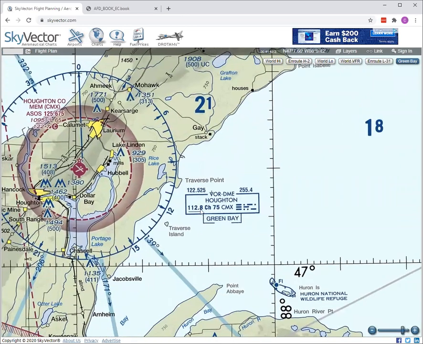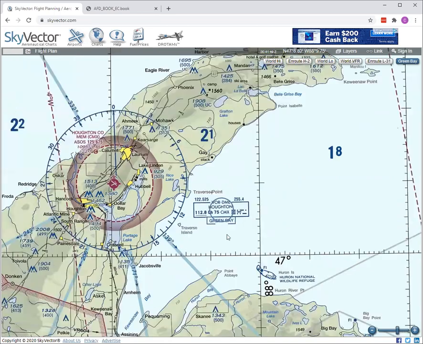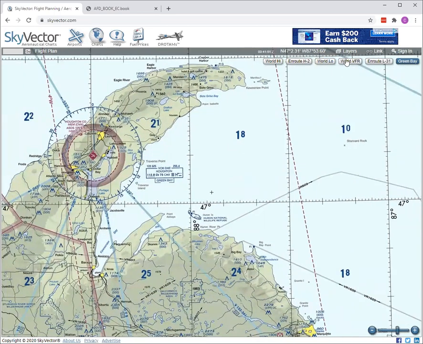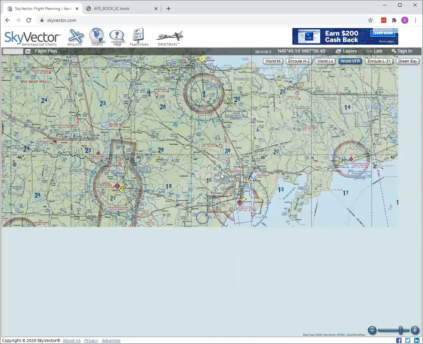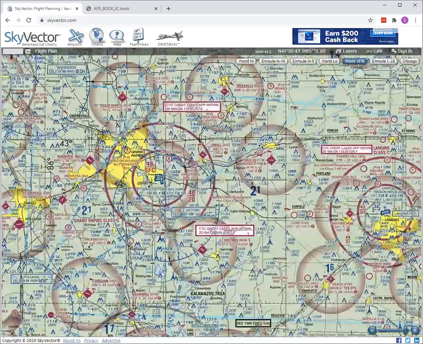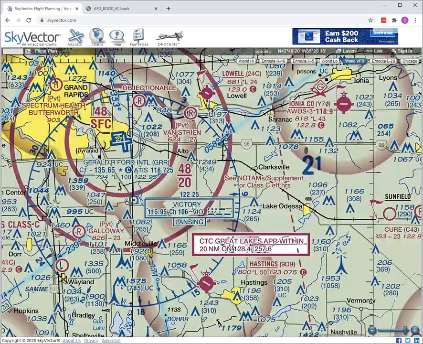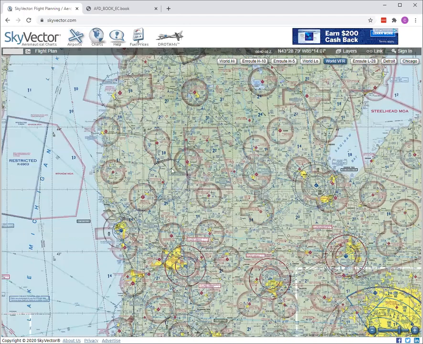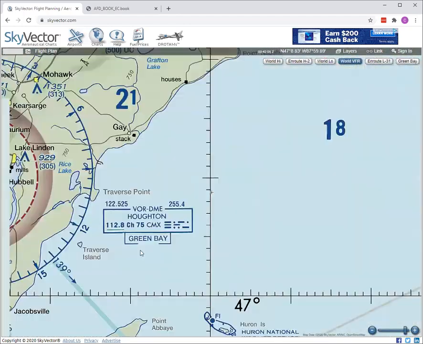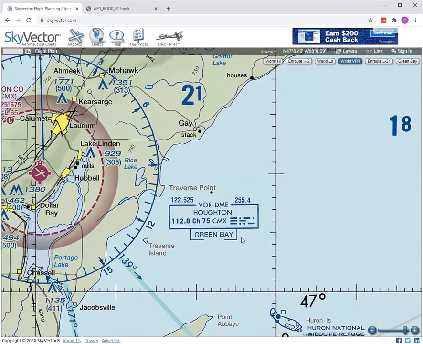So in this case, the CMX airport. This is the Houghton County Memorial Airport. I do want to show you one that's not in an airport. So in this case, this one's not in an airport. This is the Victory VOR, and it has a different identifier, VIO. In this case, this one is at an airport, and so it has the same identifier, CMX. But that's not always the case.